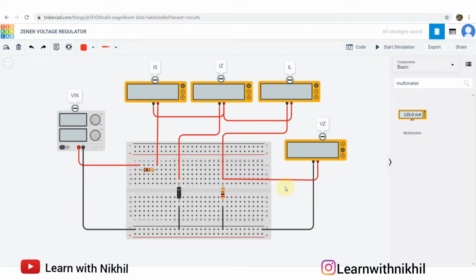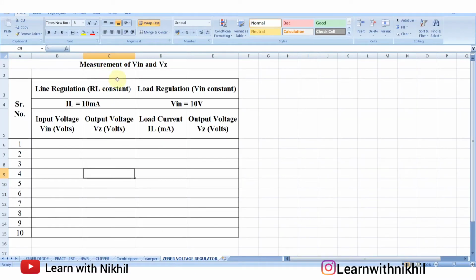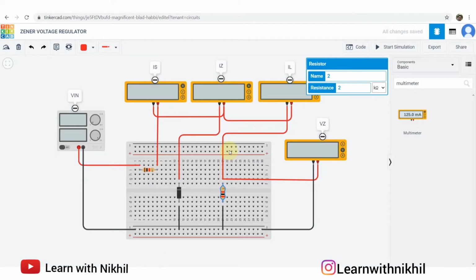Now how to take the readings? First, this is line voltage. So for line voltage, as you know, the output RL, we have to keep it constant. As per the observation table, RL is constant and you have to vary the input voltage. Here we have already kept RL constant at 2 kilo ohms. So RL is constant, so this current is also constant.